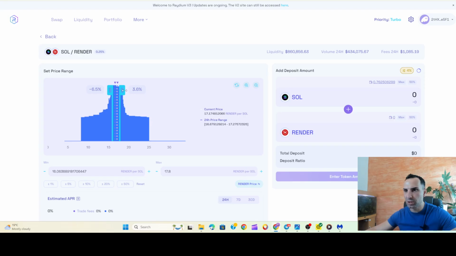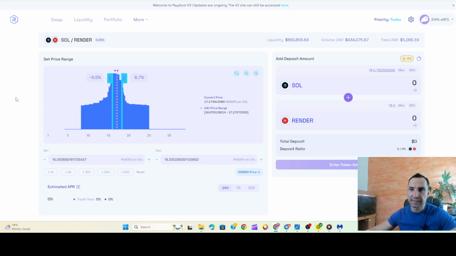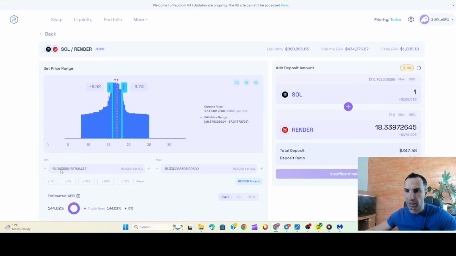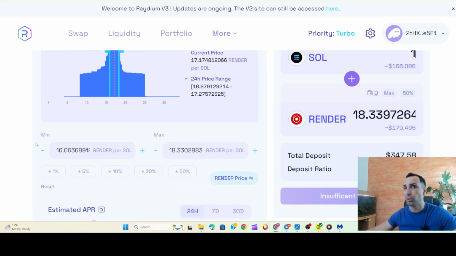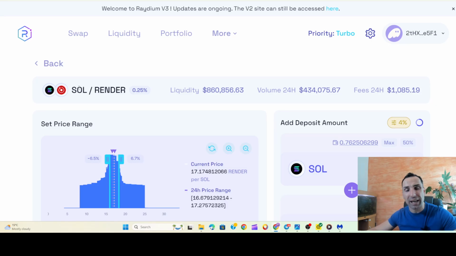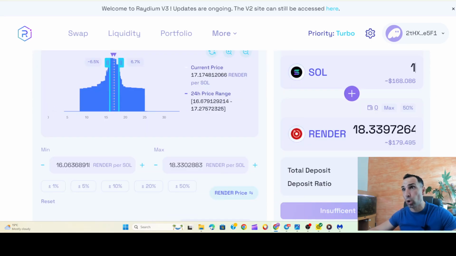So that's around 3.6, but let's be more pessimistic and put maybe 8.3. So that's like 6 and 6. That's a little bit of a narrow range. If you put one SOL, we're going to earn around 140% right here. You will see down here 144% projected APR. Again, this can go up and down, but that is a very good APR, almost 0.5% per day on your RENDER and SOL, and they are extremely correlated pairs.